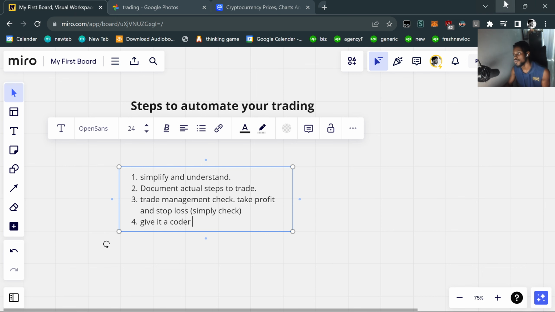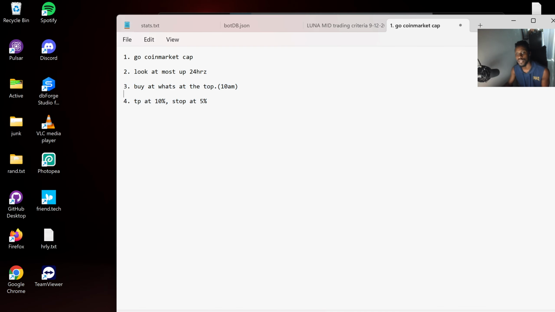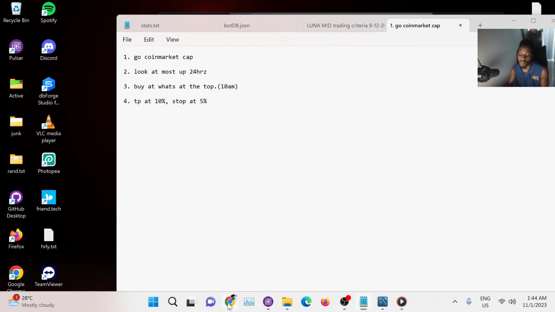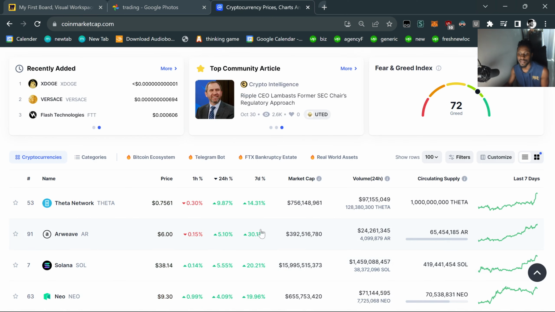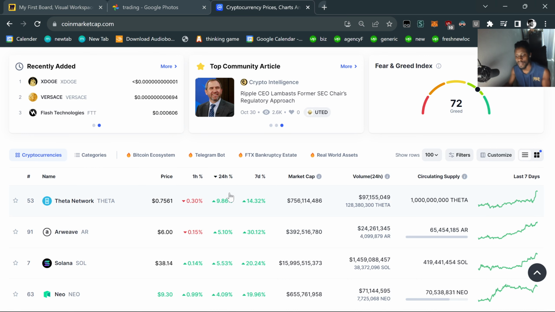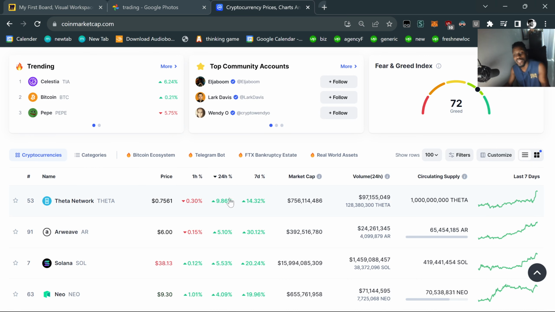You give it to a coder, so you write all those things down, right? So for me, I'm kind of giving out my strategy here, but this strategy is probably working right now. You probably could do it and probably bank, right?